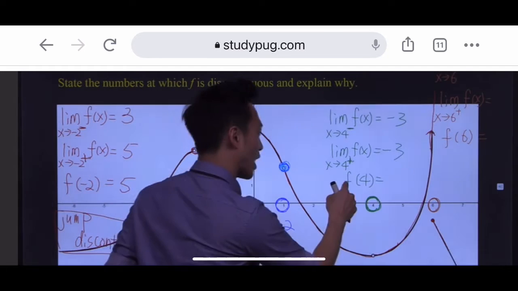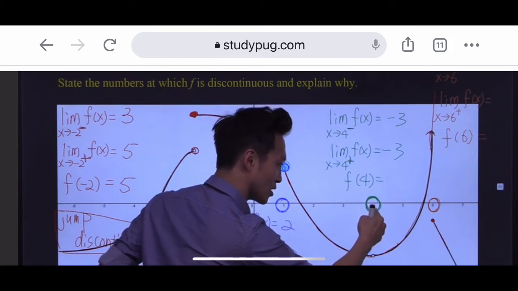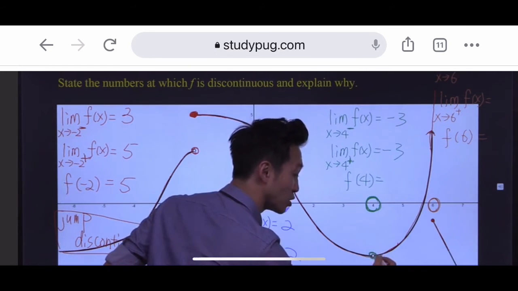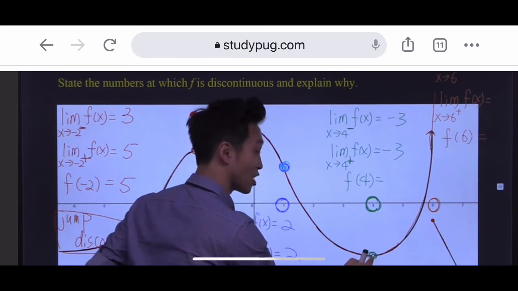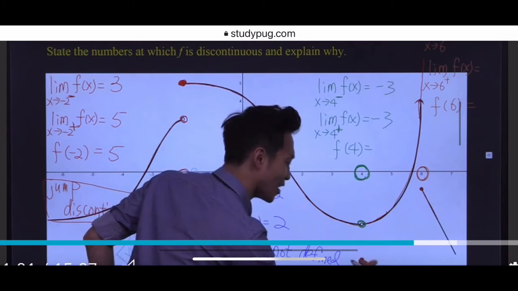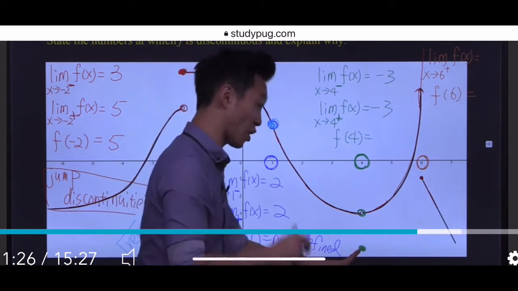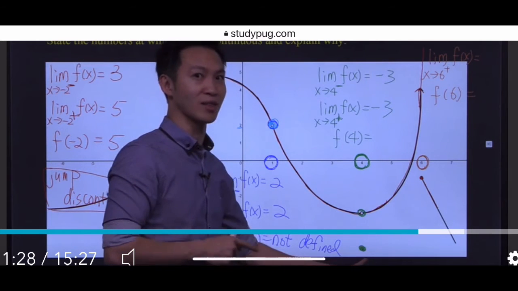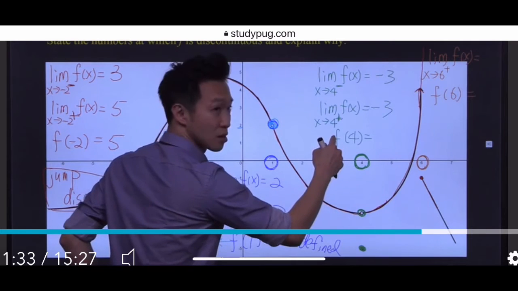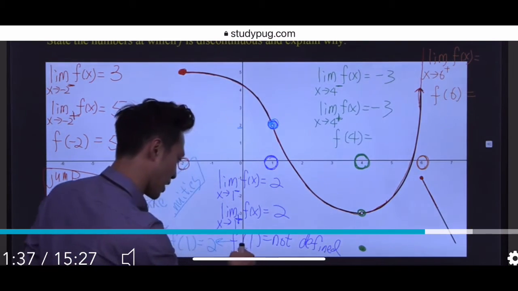Next, the value of the function at 4. At x equals 4, is the function defined here? No. Here we have an empty hole, and empty means the function is not defined there. In fact, the function is defined right here. Here we have a solid dot, and solid means the function is defined right there. So the value of the function at 4 is equal to -5.